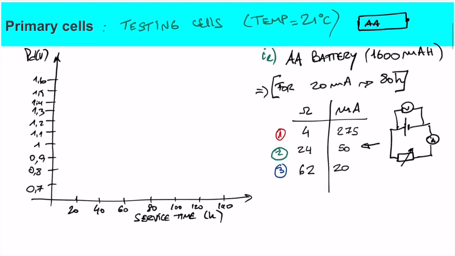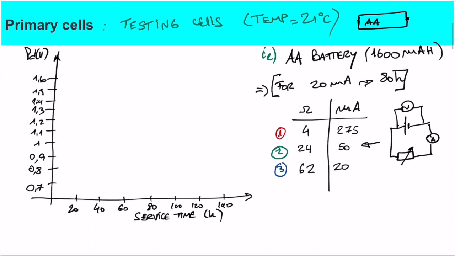What is the problem here? If we want to test primary cells that we buy once and then we throw away, this is a test for a battery. Suppose that we put here a AA battery, and this is the capacity of the battery. 1,600 milliampere hours means that, for example, if we draw 20 milliamperes, we are expecting the battery to run for 80 hours. This is more or less how we calculate the charge in the battery. We will explain that in a video later.